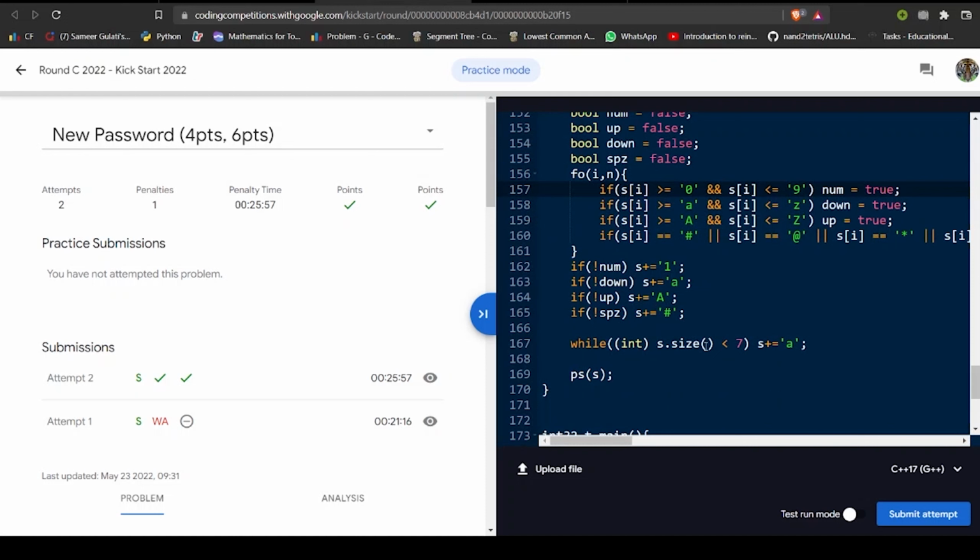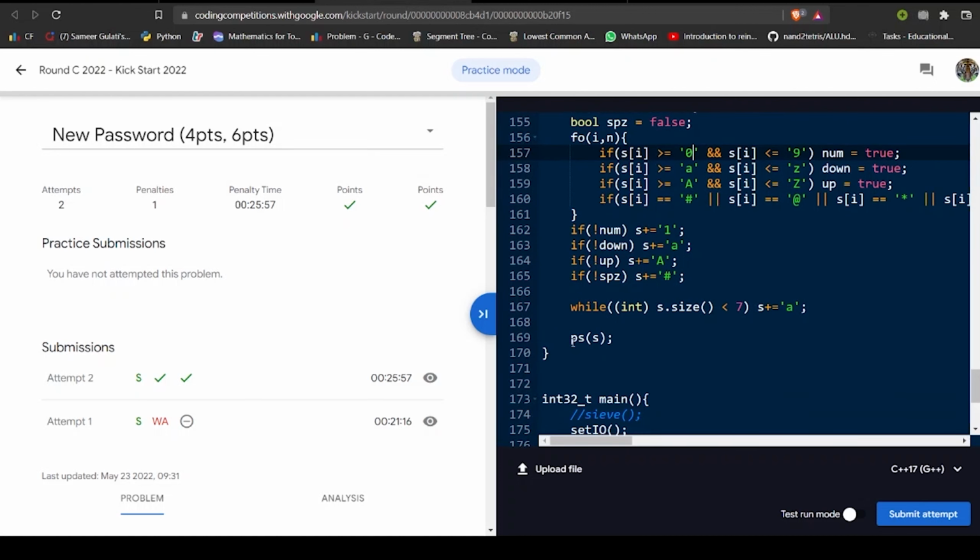Now, if any of these constraints are not satisfied, we add the number or small letter or capital letter or special character. And now, if the size is still less than 7, after adding all of these characters, we just need to add random characters just to make the size equal to 7. So while size is less than 7, we just add a random character A. And once this is done, we just print the string. So this is the solution for the problem. Now let us move to the second problem.